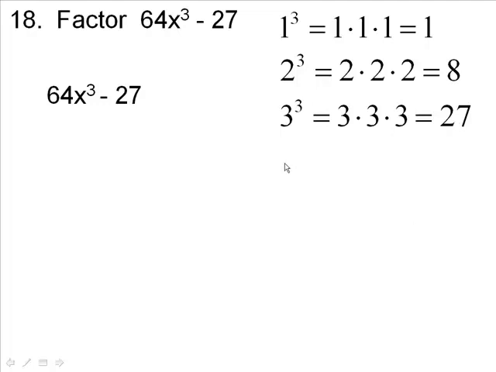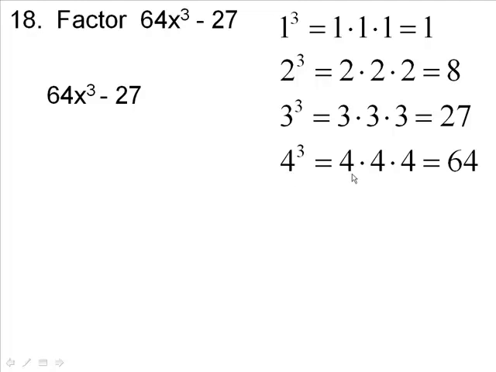What would 4 cubed be? 4 times 4 times 4. 4 times 4 is 16, and 16 times 4 is 64. Well, there's another one of those numbers, isn't it? So when you think of 64, think of 4, okay?